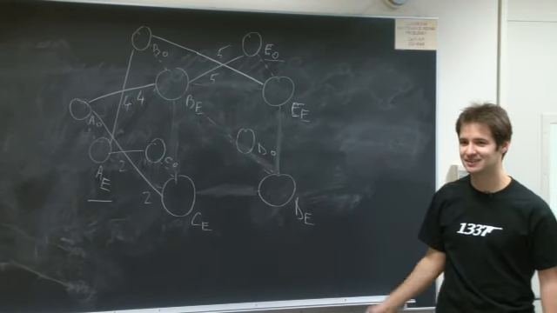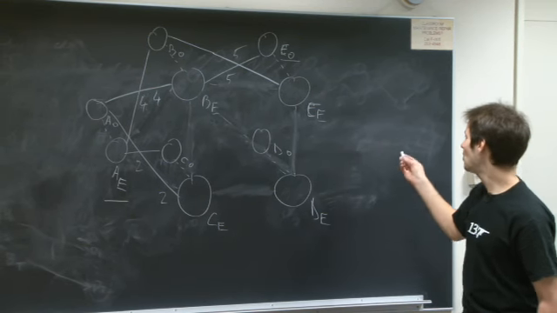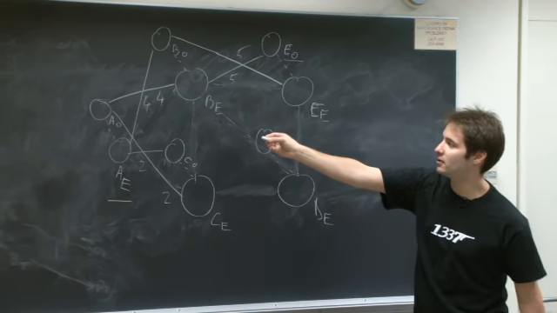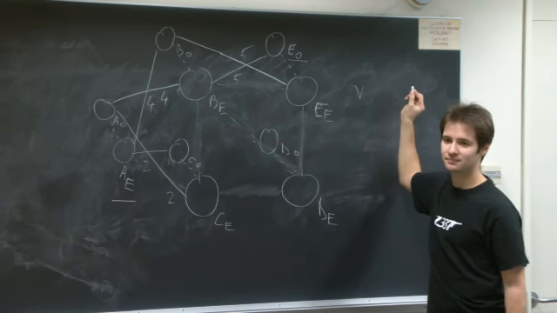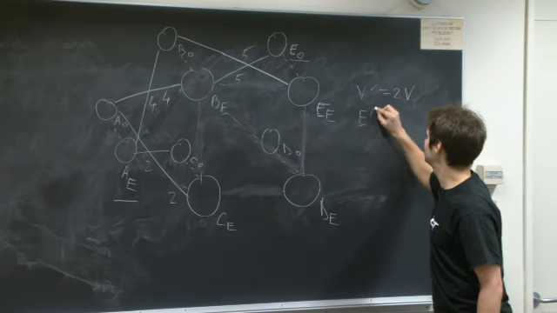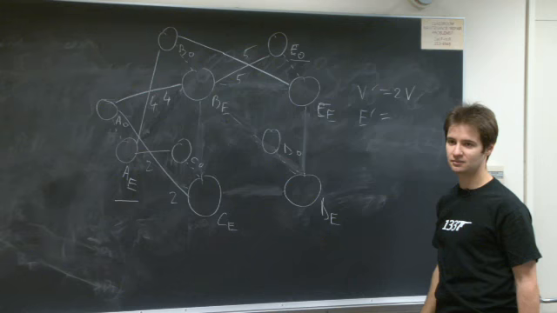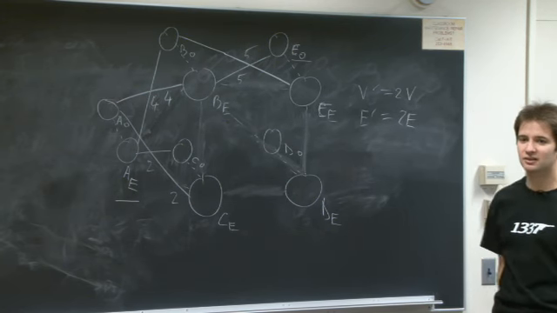It works. So let's see what's the running time of this new algorithm. Say my original graph had V vertices and E edges. How many new vertices do I have? 2 times V. How many edges? 2E. Each edge is copied exactly twice.